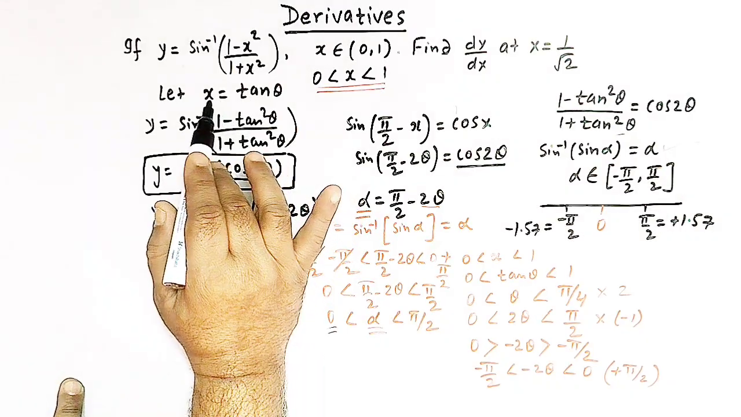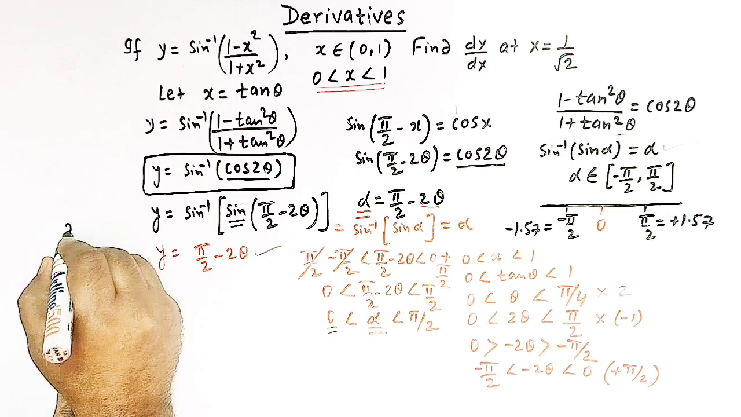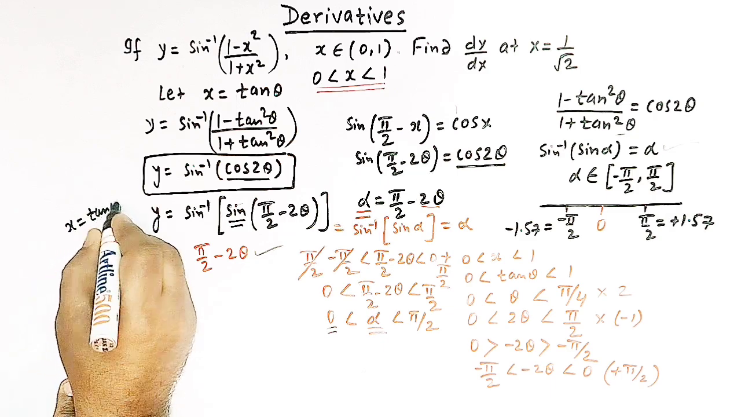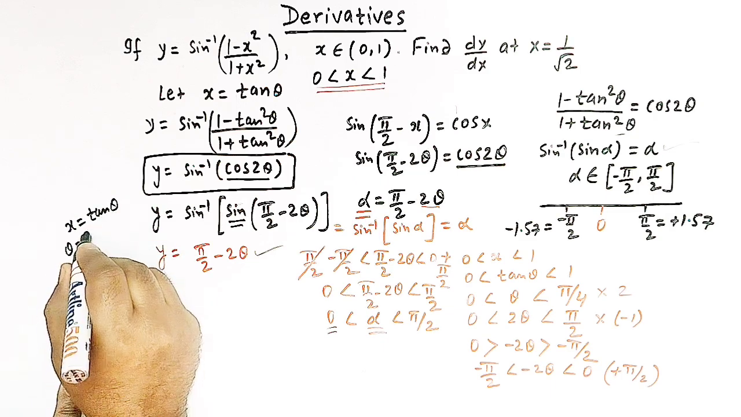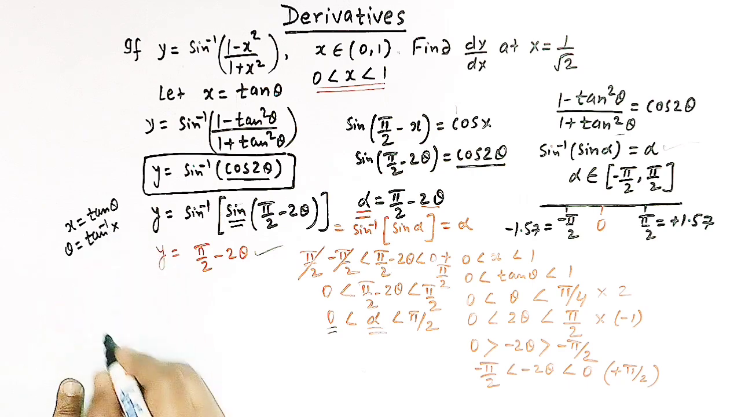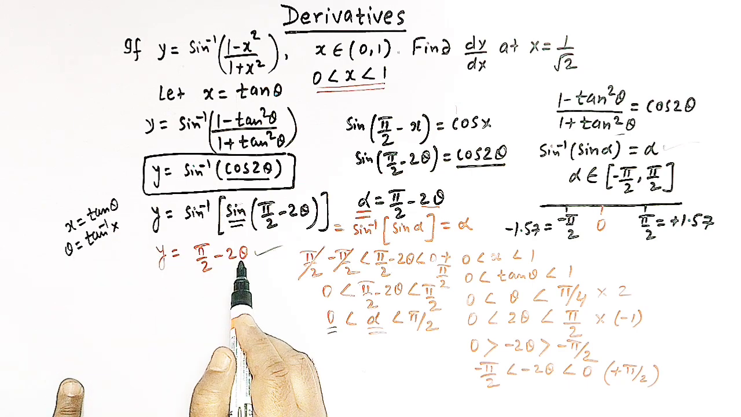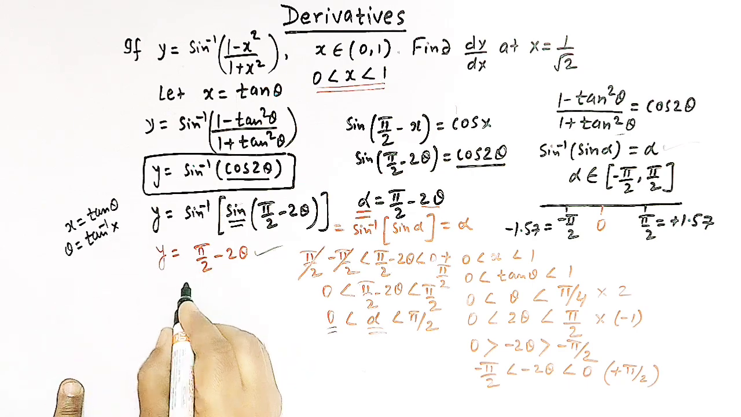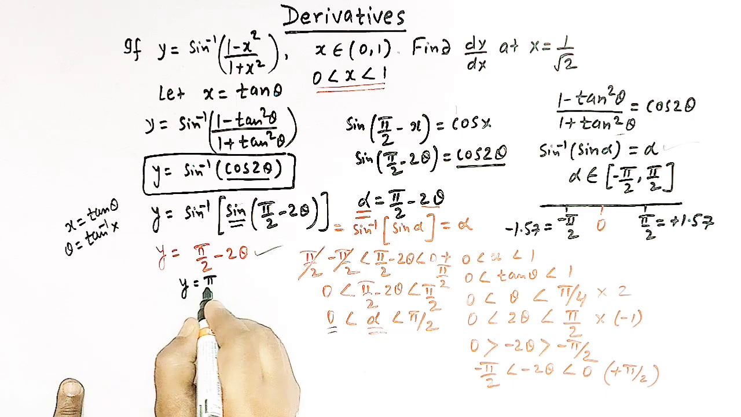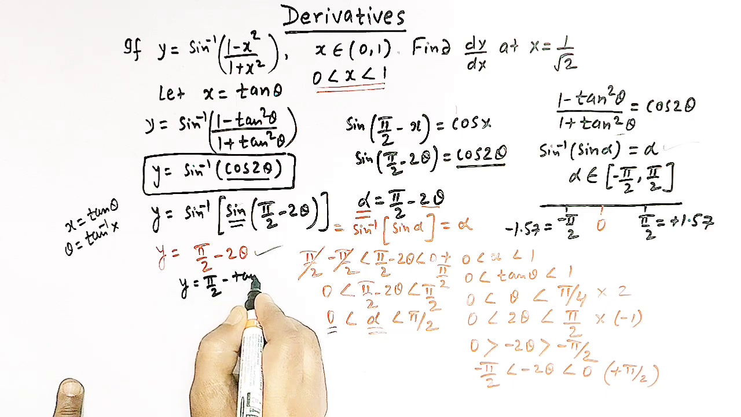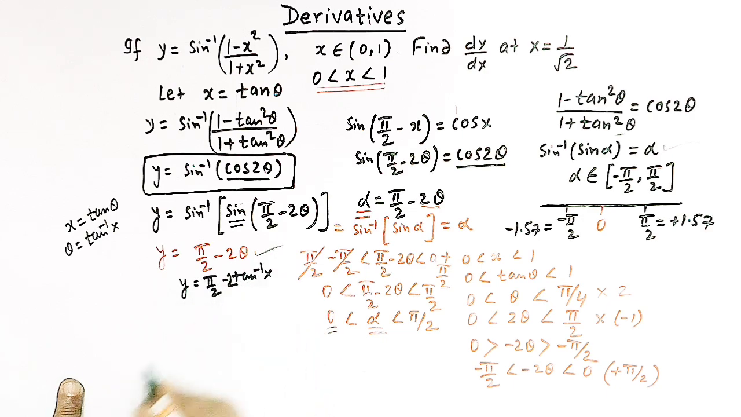So now from this expression x is equal to tan theta, we can write theta is equal to tan inverse of x. So substituting for theta as tan inverse x, we have y is equal to pi by 2 minus tan inverse x, and here we have 2. So now we can differentiate both sides with respect to x.